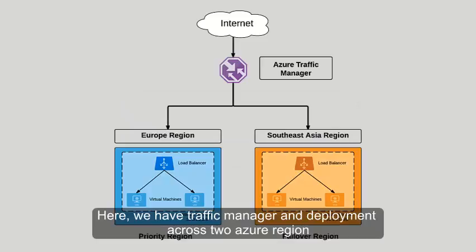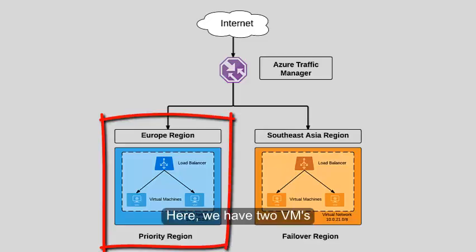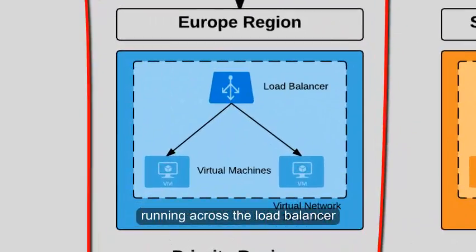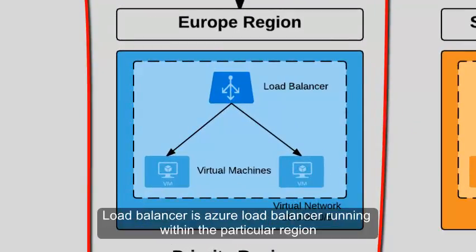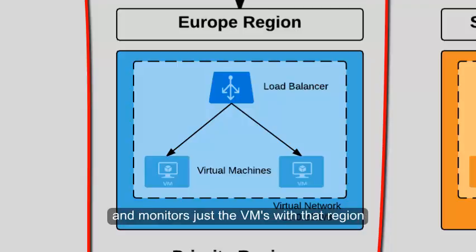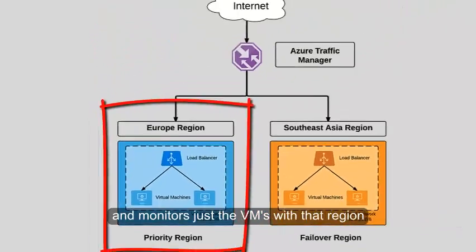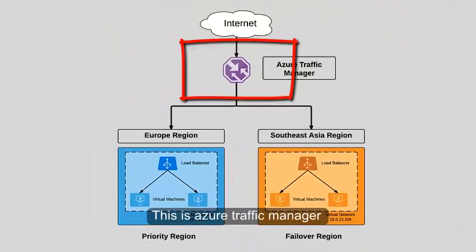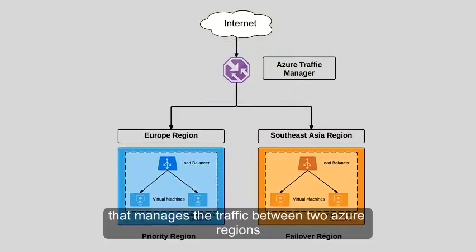Here we have a traffic manager and a deployment across two Azure regions. Here we have two VMs running across a load balancer. Load balancer is Azure load balancer running in a particular region and monitors the VM within that region. This is Azure Traffic Manager that manages the traffic between two Azure regions. Now let's build the entire infrastructure in the cloud.